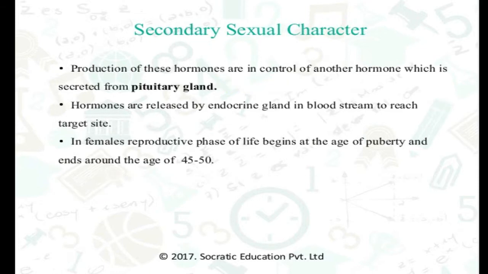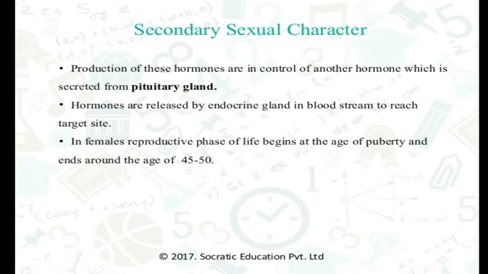Now going ahead, the production of these hormones is controlled by another hormone which is secreted from the pituitary gland. The pituitary gland secretes growth hormones that promote and initiate the growth of the human body at the time of adolescence. Hormones are released by endocrine glands into the bloodstream to reach target sites.